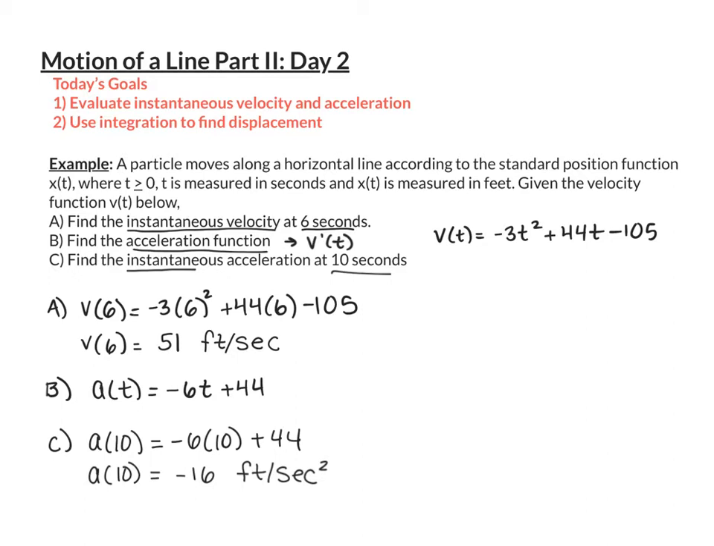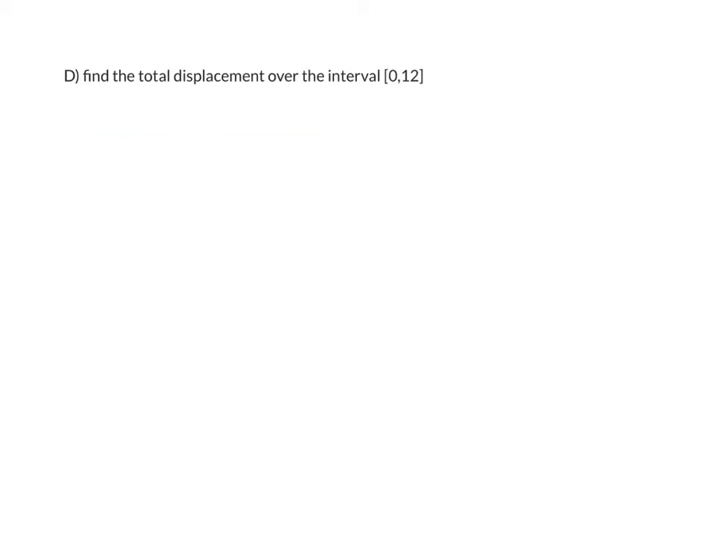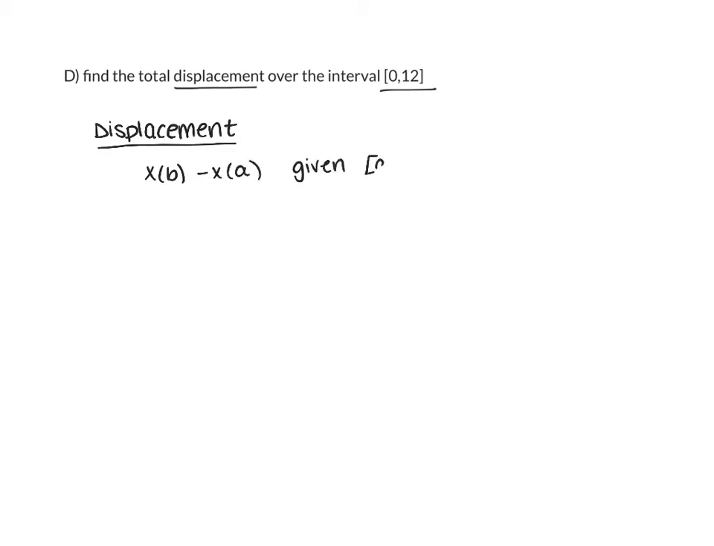Okay, so now I'd like to move on to another part. I'd like to call this part D, where I'm asking you to find the total displacement over the interval from 0 to 12. The formula that we've learned in the past for displacement was to do x of b minus x of a, given the interval from a to b, using the x of t function. So this is the information that we've learned before.